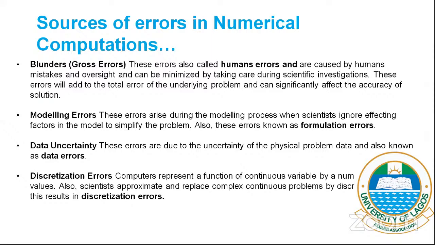So, sources of error in numerical computation. Now, blunders are normal human error. We can't rule out error in real life scenarios whenever we take on a task. Like it says here, this error, also called human error, is caused by human mistakes.